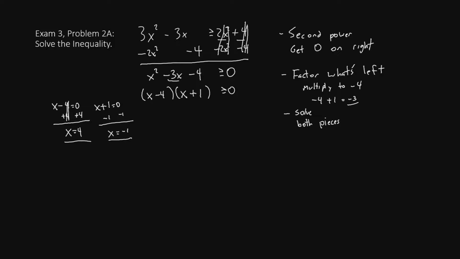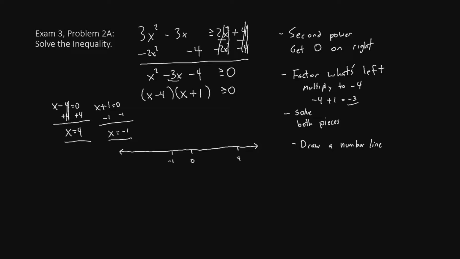Now that we have those two solutions, we're going to draw a number line. And we're going to mark down both of our solutions. So here's our number line. Let's put 0 in the middle. Put negative 1 over here somewhere. And put 4 over here somewhere.